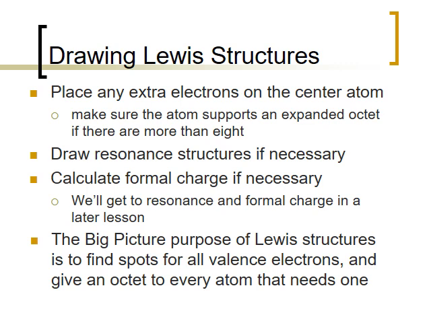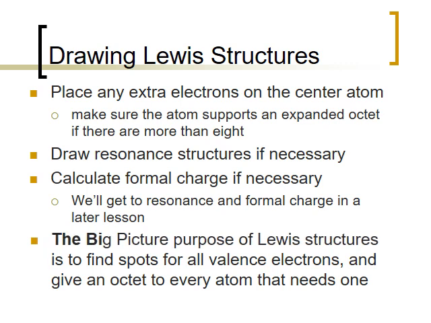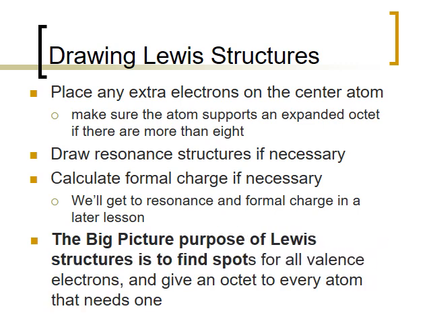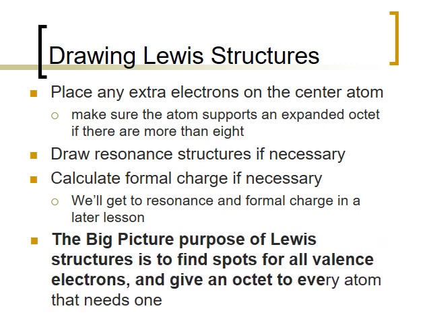Big picture is we need to find spots for all the valence electrons and give an octet to every atom that needs one. This concept is so important, I'm going to say it again. The big picture is to find spots for all valence electrons and give an octet to every atom that needs one.